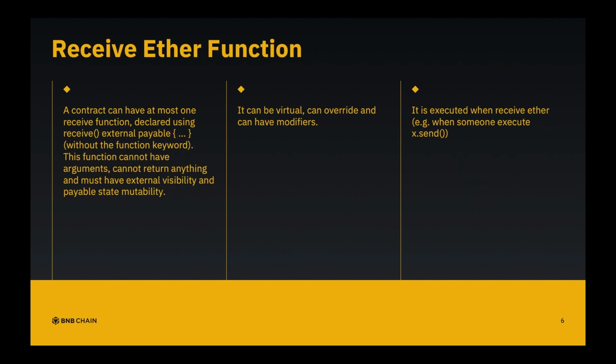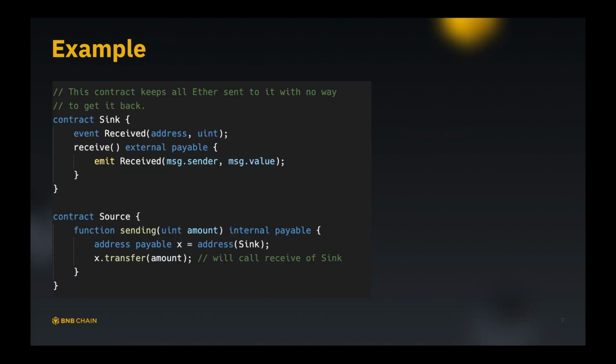Next, we will talk about the receive ether function. A contract can have at most one receive ether function, declared using receive external payable, also without the function keyword. So constructor, fallback, and receive ether function, all of these special functions do not need a function keyword. This function cannot have arguments, cannot return anything, and must have external visibility and payable state mutability. Similar to the fallback function, it can be virtual, can override, and can have modifiers. It is executed when ether is received, say somebody executes x.send or something. An example is given here.